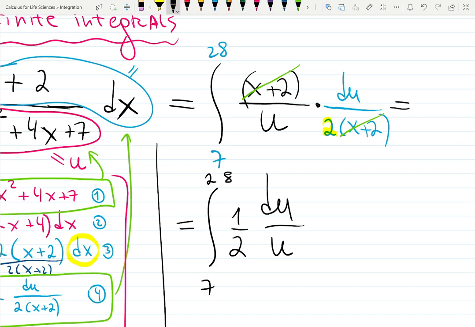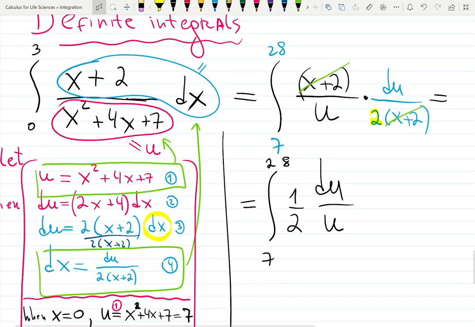We transformed the integral of a function of x, a ratio of two polynomials, x plus 2 over x squared plus 4x plus 7, with respect to x, when x is running from 0 to 3, into a completely new integral, which is du over u times 1/2 from 7 to 28. That is called a transformation. Before we finish the integral, I want to explain it this way. Students always like when I do that.